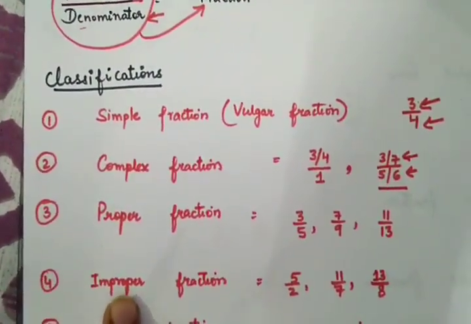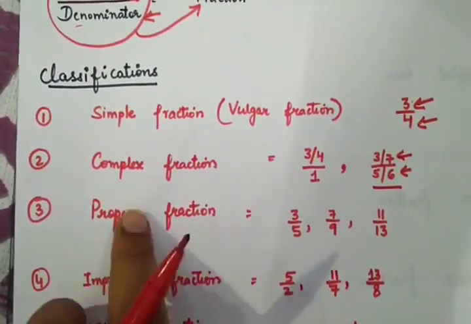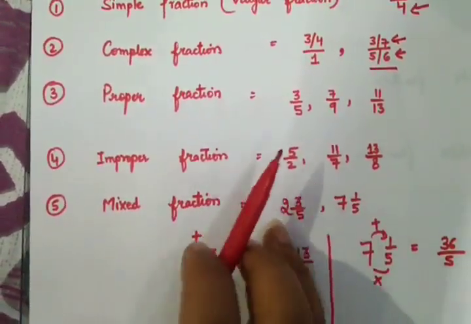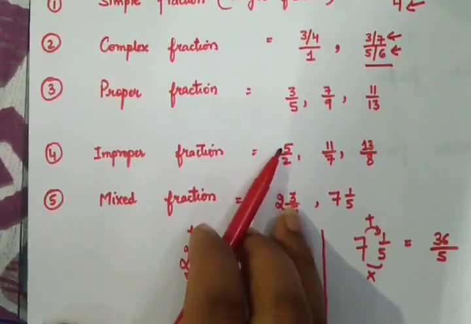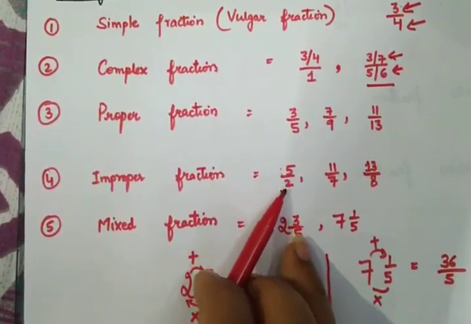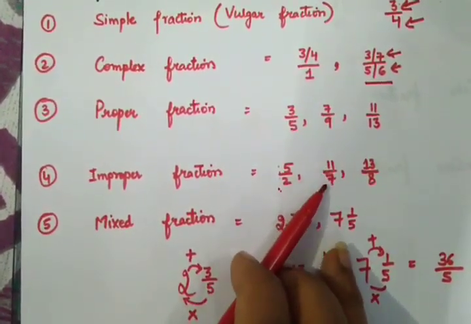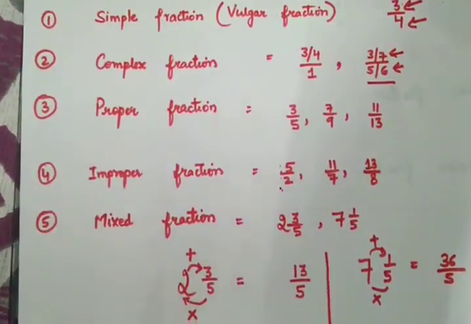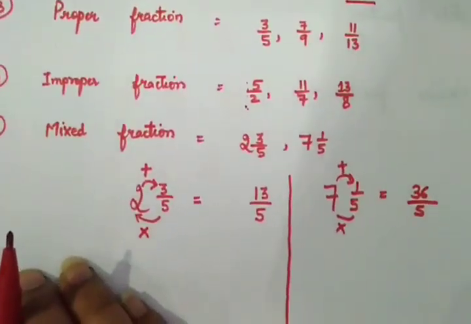Next category is improper fraction. Just the opposite of this. In an improper fraction, the number which is written above is bigger than the number written down. So 5 upon 2, 11 upon 7, 13 upon 8 are a few examples of it. These are your improper fractions.